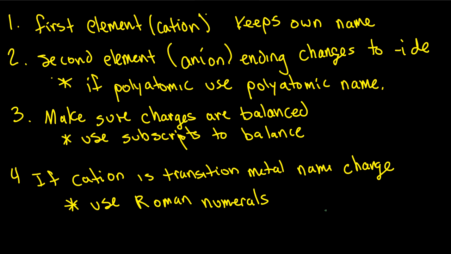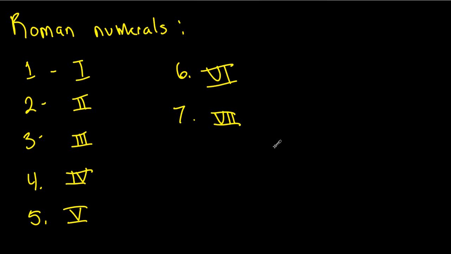And the last rule, if the cation is a transition metal, then you name the charge. You're going to use Roman numerals to do that. If you don't know your Roman numerals, here's a quick little list you can copy down and use for later.